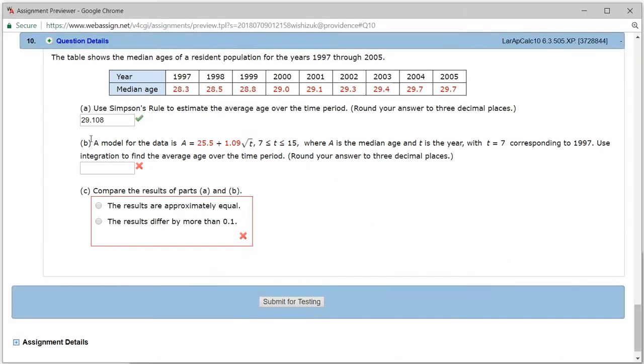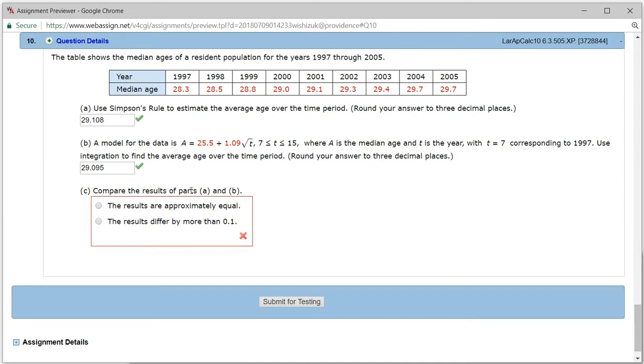So let's type it in: 29.095. And let's check the answer. Submit for testing. I came back and it looks like we got part B correctly.